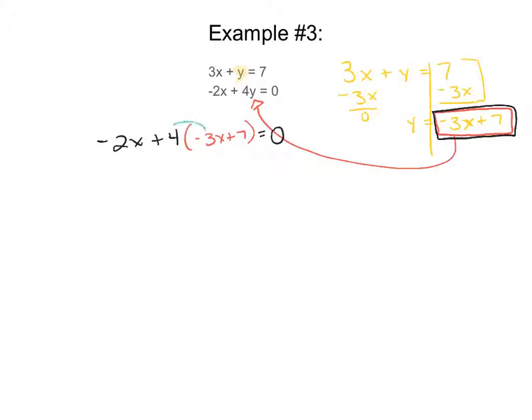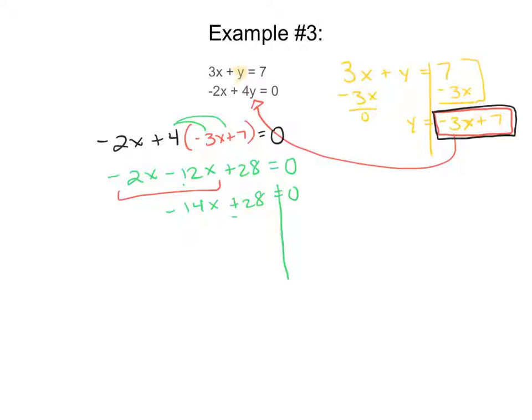And now I'm going to distribute and solve my equation. That'll give me a negative 2x plus, minus 12x, because 4 times negative 3 is a negative 12, plus 28 equals 0. Again, we're going to look for our like terms, which we can find right here. So that would give me a negative 14x plus 28 is 0.